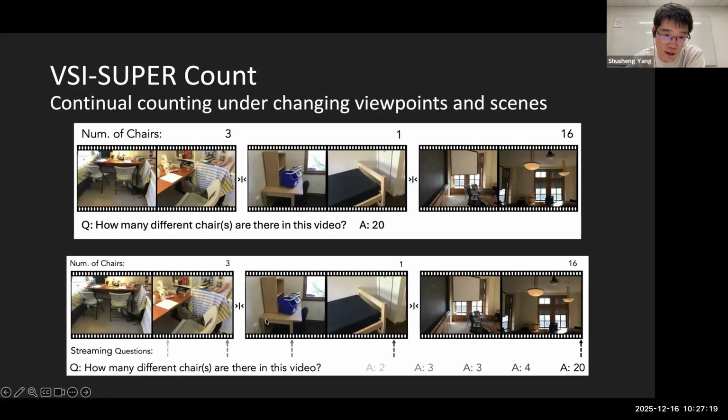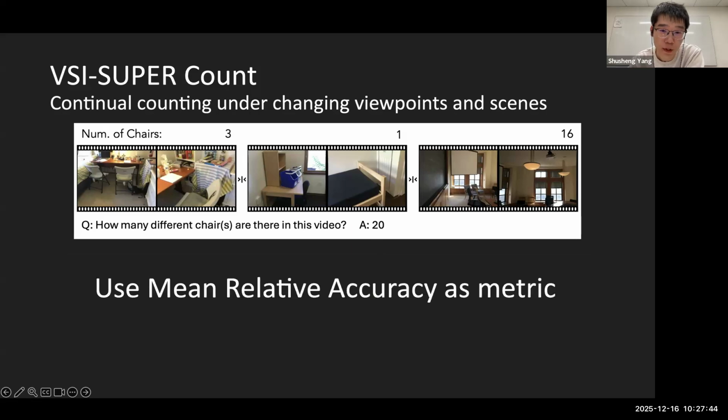So for the streaming questions, we will ask the question at any time. For example, at the end of the first video, the answer should be 3, and at the end of the second video, the answer should be 4. And also at the end of the last video, the answer should be the same as the 20. And also, following VSI-Bench, we use the mean relative accuracy as a metric.